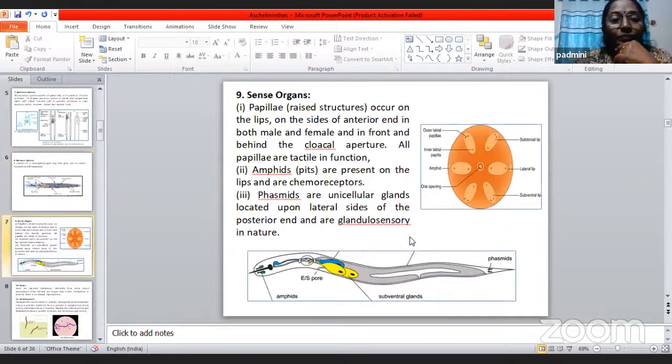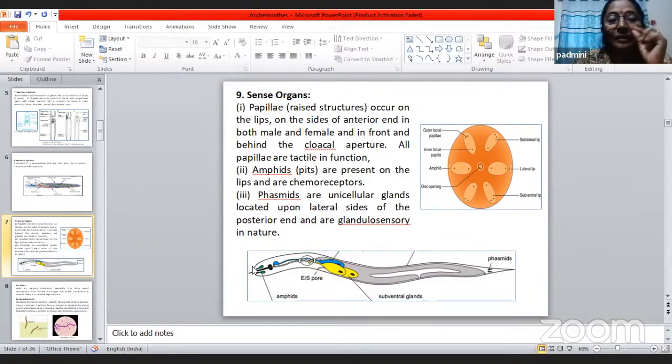And sense organs, because they have to have proper sense organs where they are going to stay in the internal environment, they have to have a little bit of sense organs. And the sense organs are nothing but the papillae or raised bumps, something like pimples. If you remember the pimple bumps, remember that as papillae. So papillae occur on the lips. I told you all how the triradiate lips are present in the nematode.